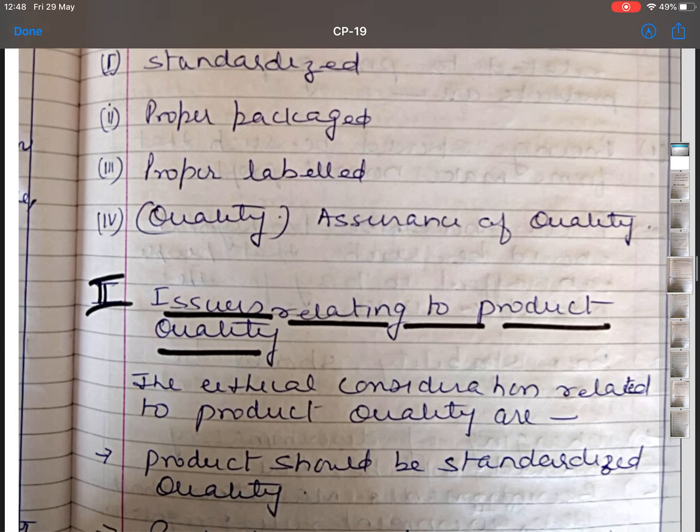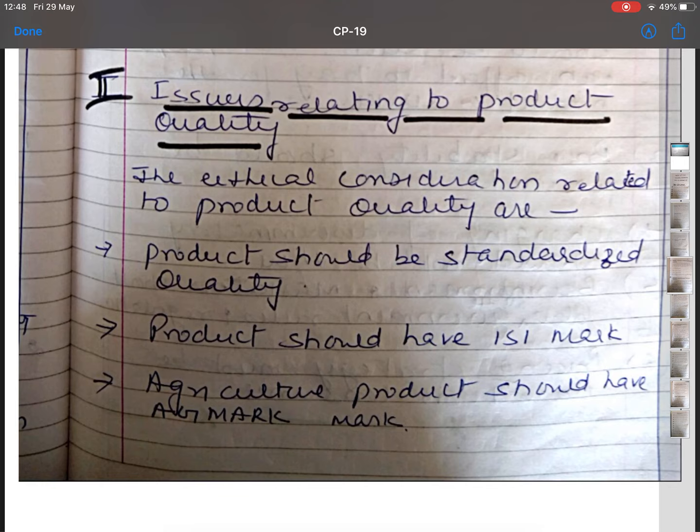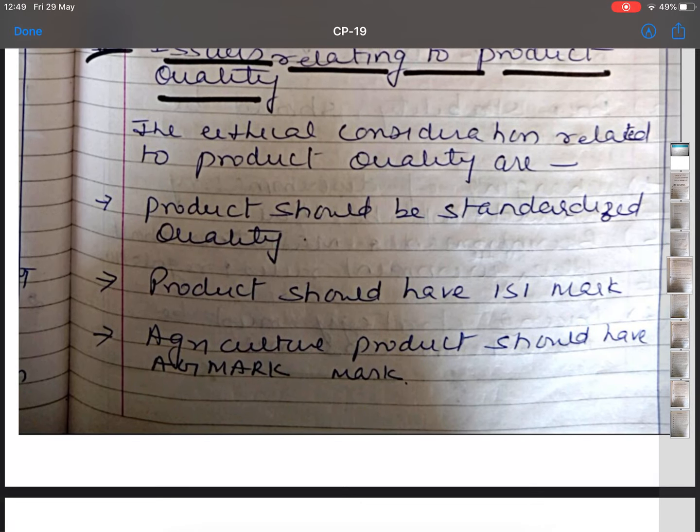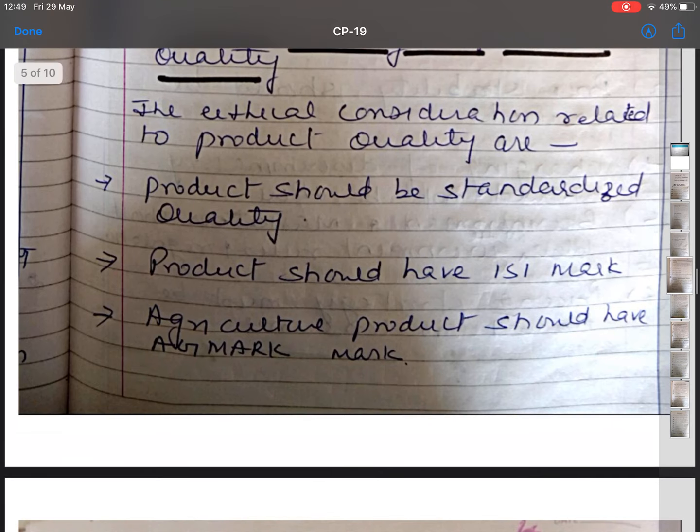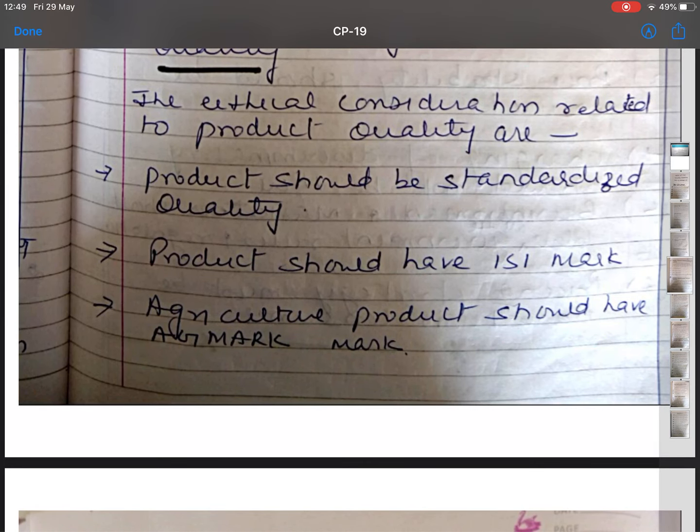The second is issues related to product quality. The ethical considerations related to product quality are: the product should be of standardized quality. Then the product should have the ISI mark. Agriculture products should have the AgMark. Other products should have other marks also, like AgMark, ISI, then the PAC mark, then the FPO mark. So all kinds of products should be marked by the related marks to assure the quality of the product. As ISI ensures quality, AgMark ensures the quality of the agriculture product.